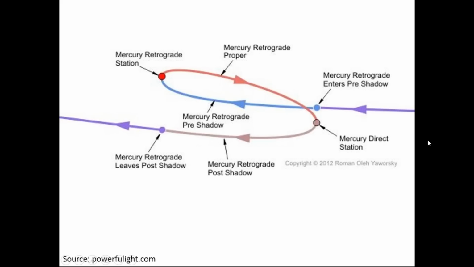Here's an example of how Mercury would visually look in the sky. You see when it goes from purple to blue, it passes the point where it's going to go direct at the end of the retrograde.